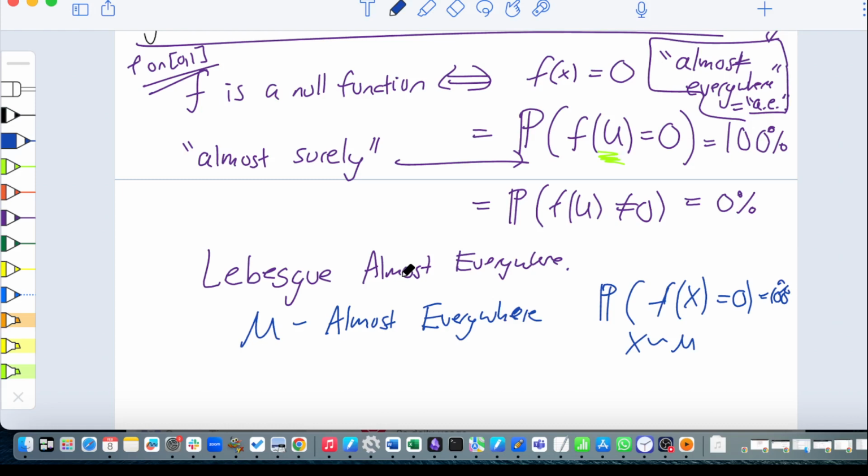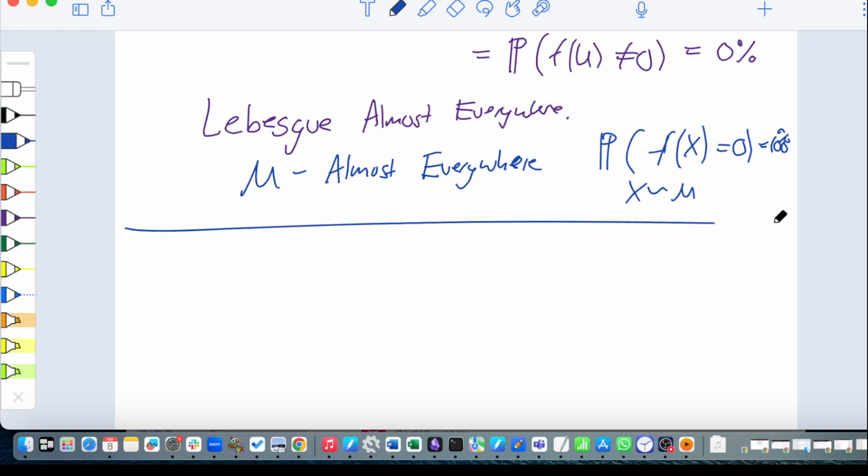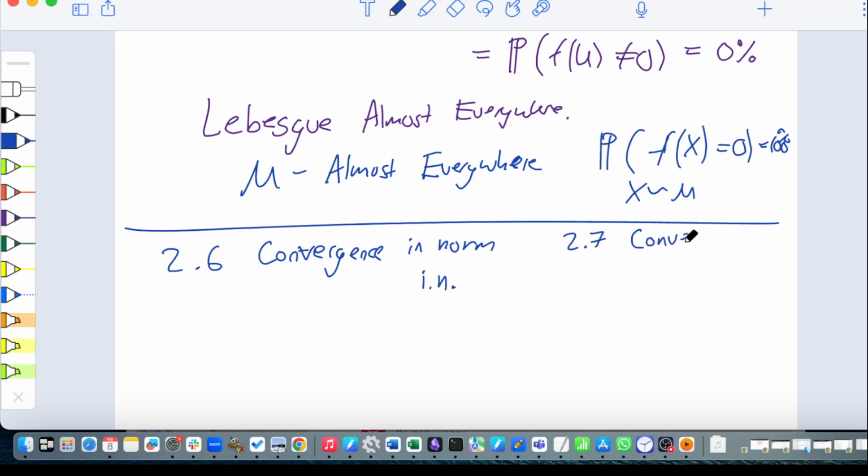Other questions? Okay, so let's start moving. The two sections we're going to work on today are convergence in norm and convergence almost everywhere. So section 2.6 is convergence in norm. Just to warn you, in the textbook they write IN, which to me is too lazy. Come on, it's like 6 letters. And we're going to do 2.7, which is convergence AE. And that one I'm on board with, because almost everywhere is a lot more letters.